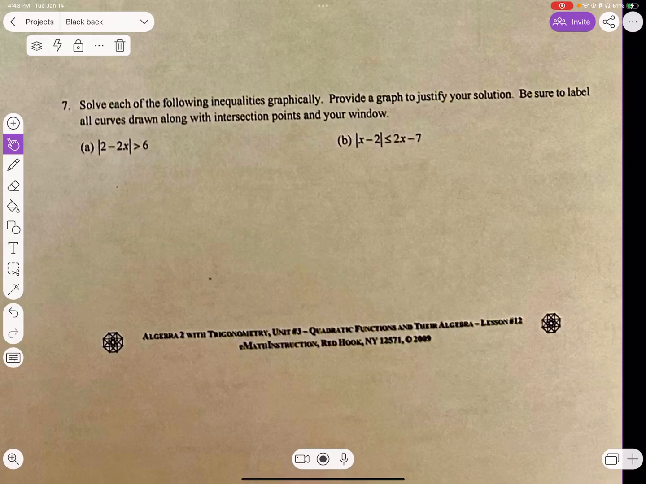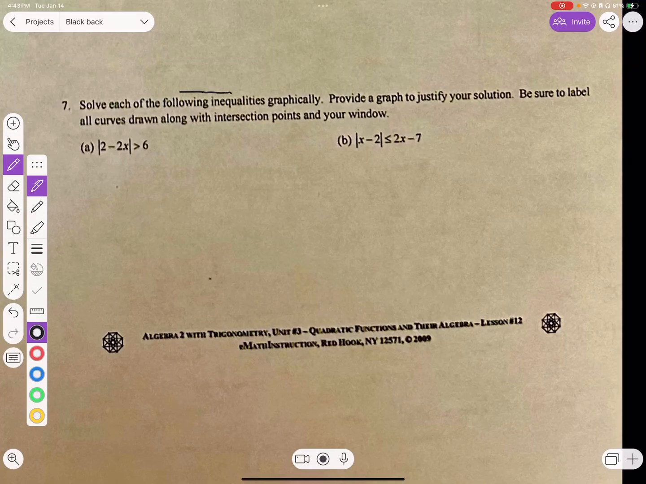Alrighty, here's number 7, and it looks like we're supposed to solve these things graphically. Provide a graph to justify your solution. So I don't know if he means to do this by hand or graphically on a calculator. So we'll do it by hand.